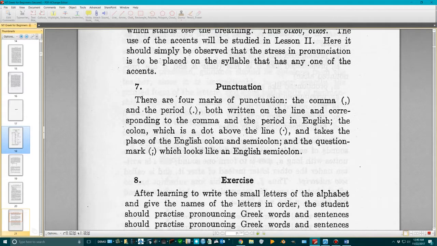Punctuation. There are four marks of punctuation: the comma and the period, both written in line and corresponding to the comma and period in English. The colon, which is above the line, notice it there, and takes the place of the English colon and semicolon. And finally, the question mark, which does look like the English semicolon. These are the four punctuation marks.